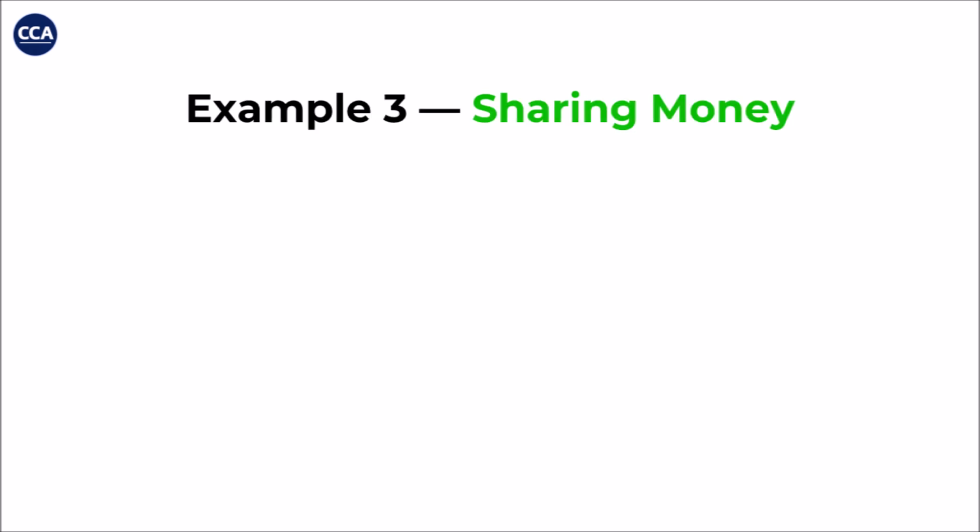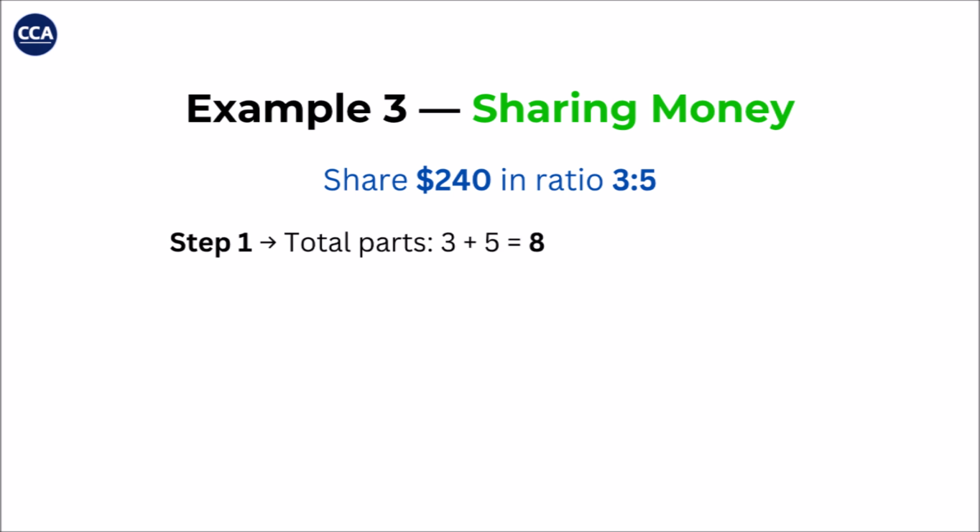Let's use ratio as division to solve a real exam question. 2 friends share prize money in the ratio 3:5. The total prize is $240. How much does each friend receive? Step 1. Find total parts. 3 plus 5 equals 8.